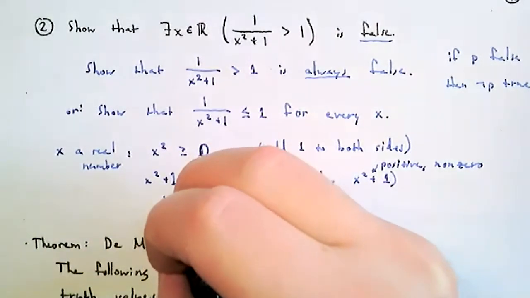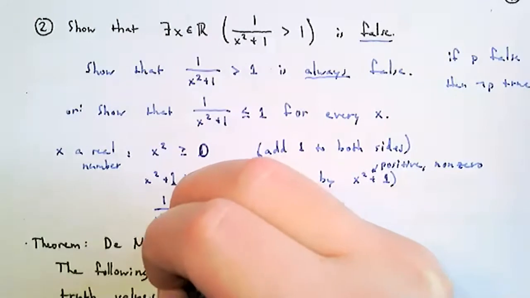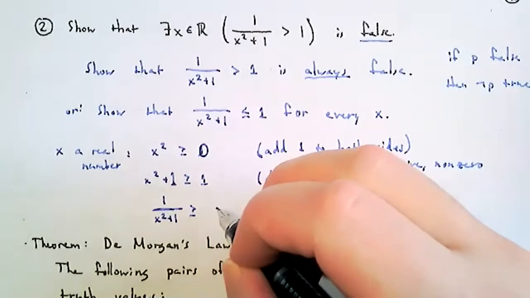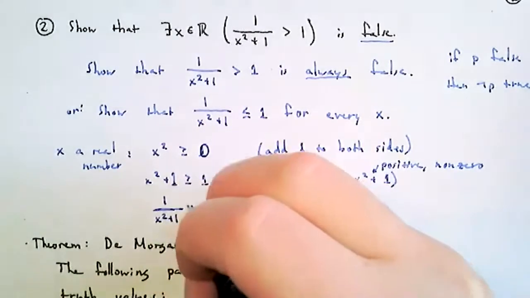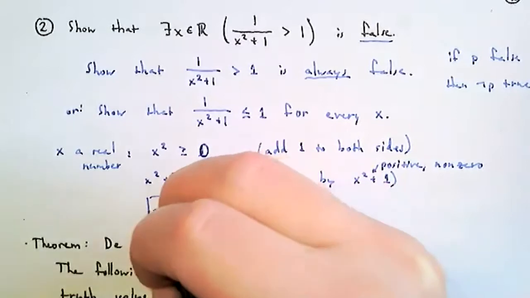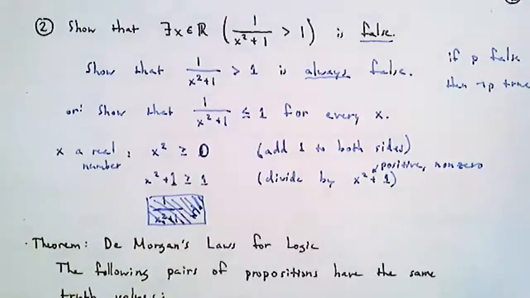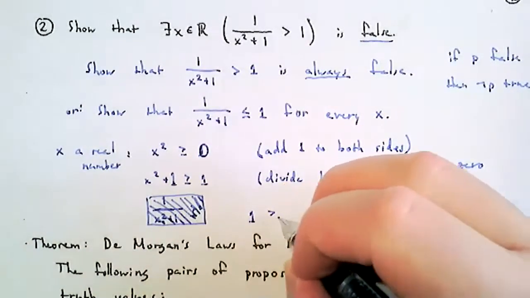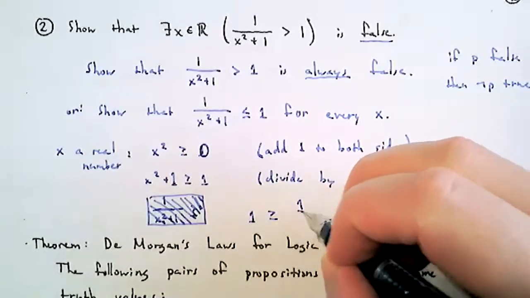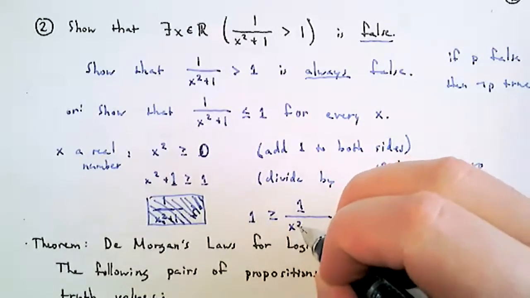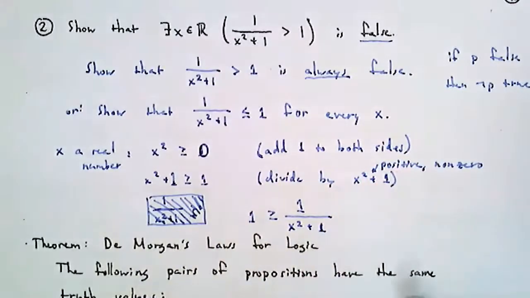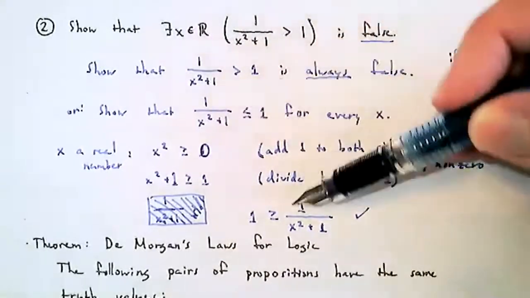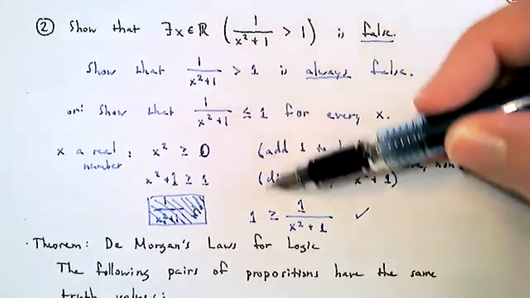This cancels on the left. I don't want to switch around the direction yet. Try that again over here. So we get a 1 on the left. And on the right, we have 1 over x squared plus 1. And that's exactly what we were trying to show. It's written in the opposite order, you can see, but it's the same thing.